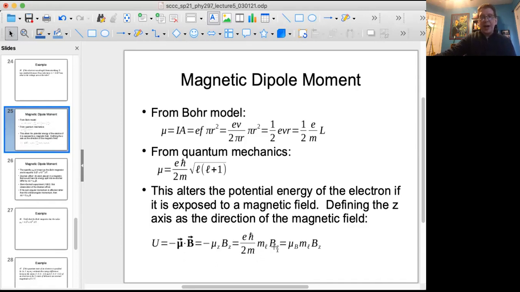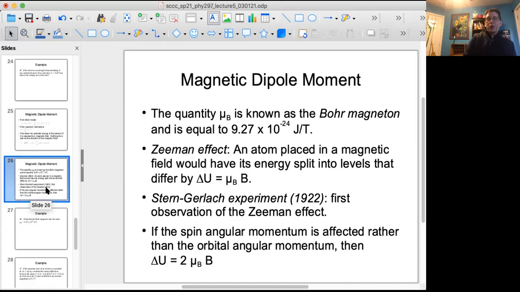And so you can figure out the z component of the angular momentum, and from that, you get this relationship. And so we define what's called the Bohr magneton, e h bar over 2m, times m sub L times Bz. And so you can then separate the energy states by exposing it to a magnetic field. You're altering the potential energy. And so the quantity mu sub B, again e h bar over 2m, is called the Bohr magneton.